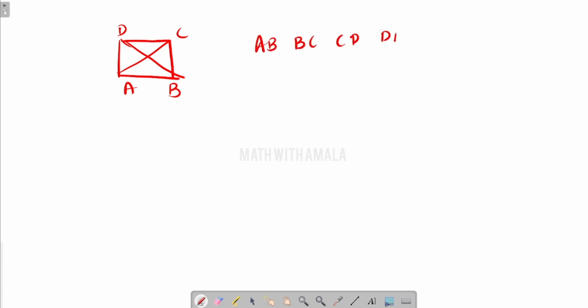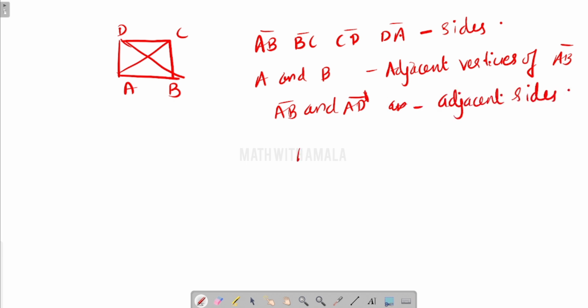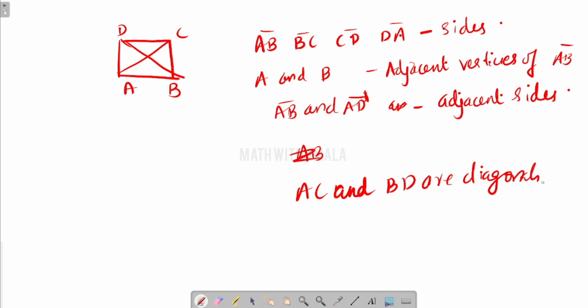Let us consider the rectangle ABCD. Here AB, BC, CD and DA are line segments and we can call them the sides. Here the sides are AB, BC, CD and DA with the line segment notation. Now A and B are adjacent vertices of AB. If we take AB, A and B are the adjacent vertices. If we take BC, B and C are the adjacent vertices. Now AB and AD are called the adjacent sides because they have the common vertex A. Then AC and BD are diagonals.